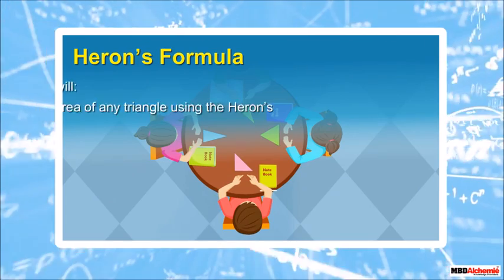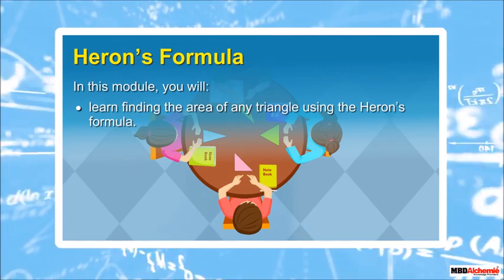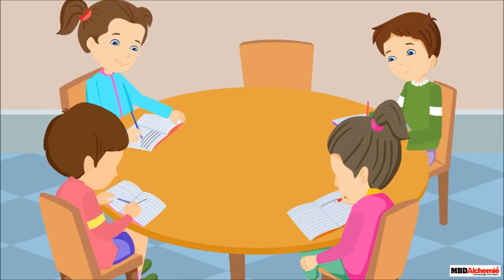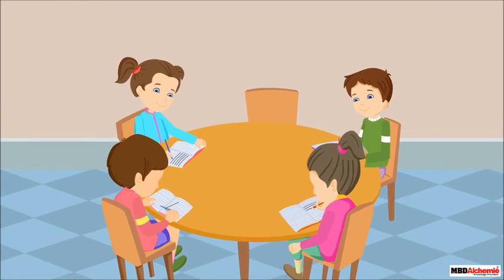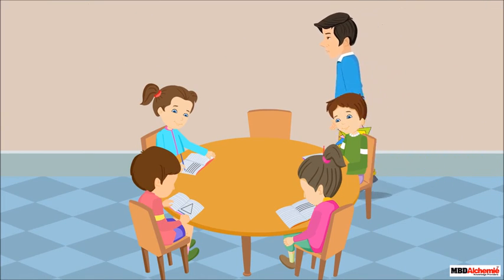Heron's Formula. In this module, you will learn finding the area of any triangle using Heron's Formula. Four friends, Sid, Neil, Ria and Sophie, are studying in a group at Neil's home. Neil's father gives triangular cutouts to each child.